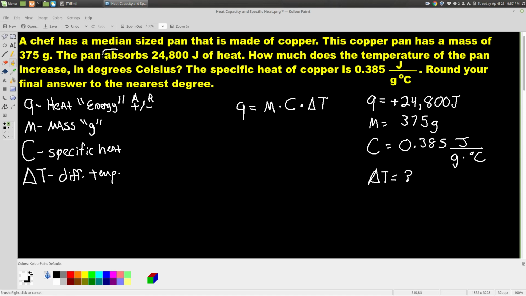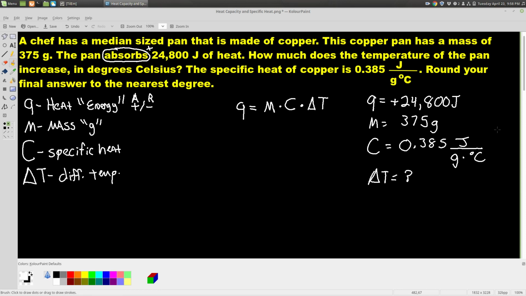When they tell you that the energy is absorbed by the pan, we know that it's going to be positive. Okay, so we know that this is a positive number. Now, if it's positive, you don't have to write the plus there. But if it is negative, you need to remember to put the minus sign on there. That way you can keep up with it. Okay, all right, so let's go ahead and plug in our values.